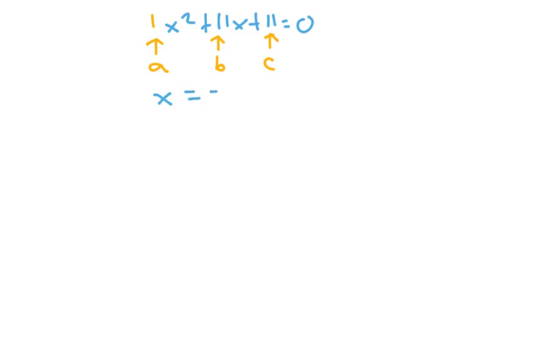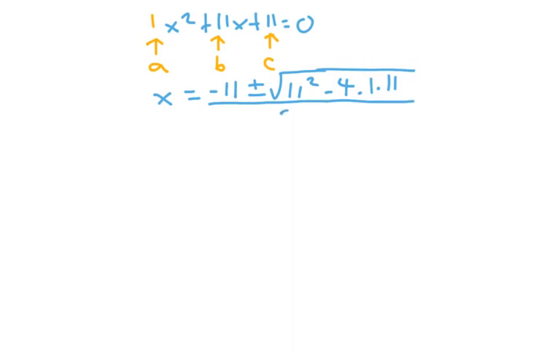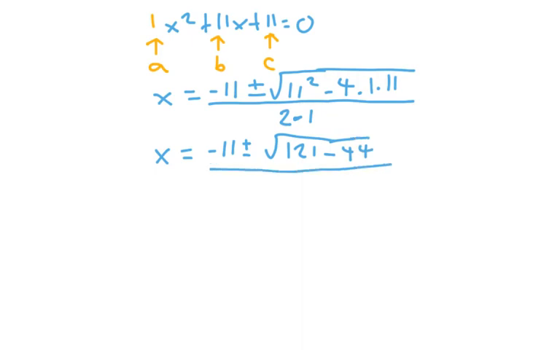X is equal to negative B plus or minus the square root of B squared minus 4 times A times C, all divided by 2 times A. That's multiplication. Simplifying a bit, we'd have negative 11 plus or minus the square root of 121 minus 44, all over 2. Then 121 minus 44 is 77. So the square root of 77.